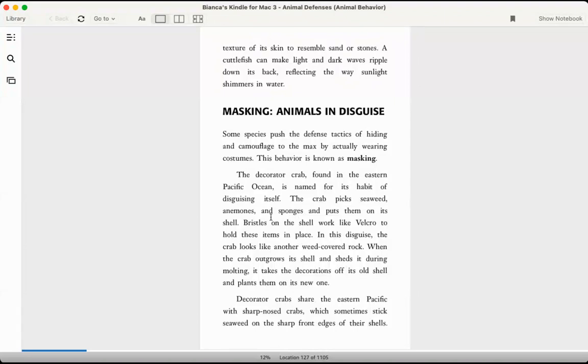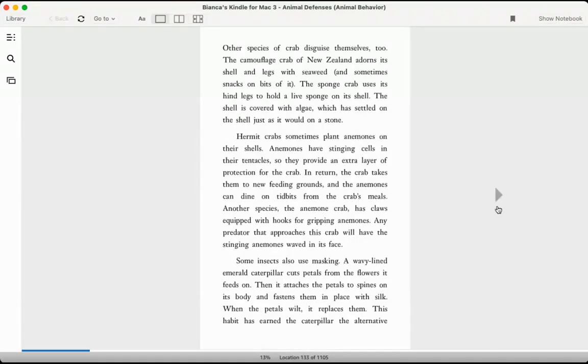So the crab goes in like, oh, I want this kind of color, seaweed and anemone and a sponge, and then glues them onto its shell like a fashionista. I love it. Decorator crabs share the eastern Pacific with sharp nose crabs, which sometimes stick seaweed on the sharp front edges of their shells.